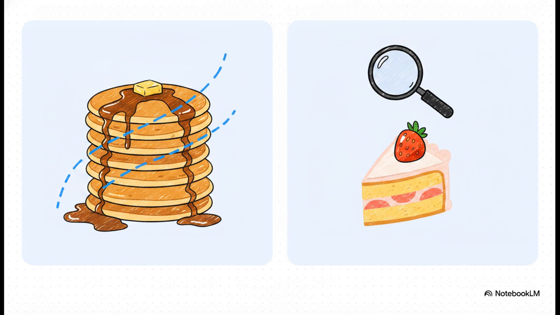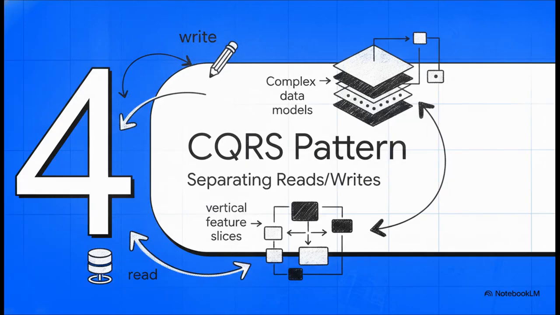This drastically cuts down on indirection. A junior developer doesn't have to trace a single request through 5 different files anymore. They just open that one feature slice and boom, everything is right there. Now, let's zoom in a bit and look at how we actually handle complex data models within these architectures.